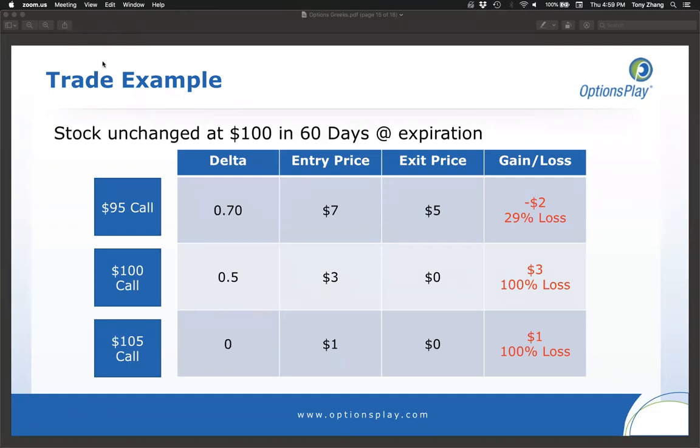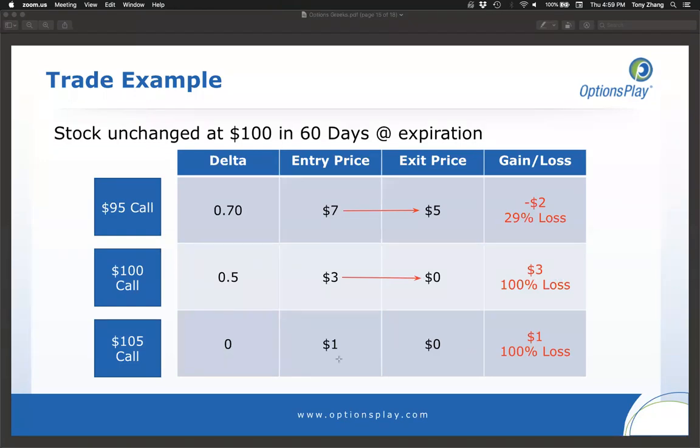So now, if the stock stays exactly the same, one of the things about buying an in the money option is that, as I showed you before, the in the money option decays very little. And this is true because most of it is intrinsic value. There's very little extrinsic value to decay. So in this particular case, even though the stock didn't go anywhere, here I only lose $2, which is a 29% loss on my investment. Versus the at the money, I lost everything because a $100 call option when the stock is at 100 is worthless at expiration.